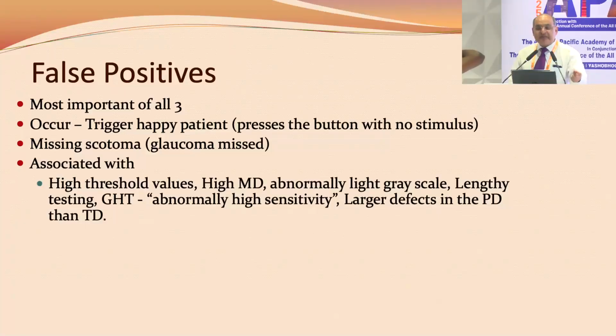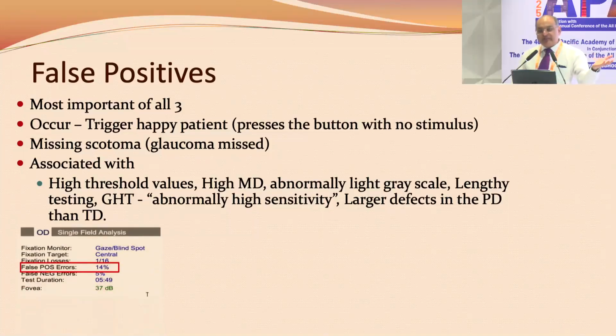That means the sensitivity would be very high. A normal person cannot see, but this person is able to see. So there will be a high mean deviation, an abnormally light gray scale, and lengthy testing. Abnormally high sensitivity will be labeled in the GHT. There will be larger defects in the pattern deviation than in the total deviation plot, because the hill will be uneven.